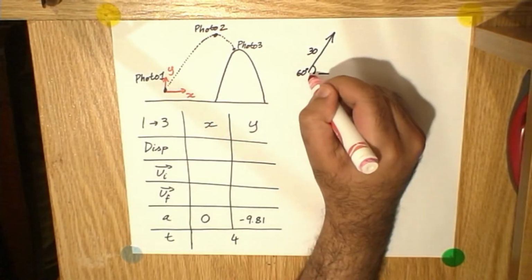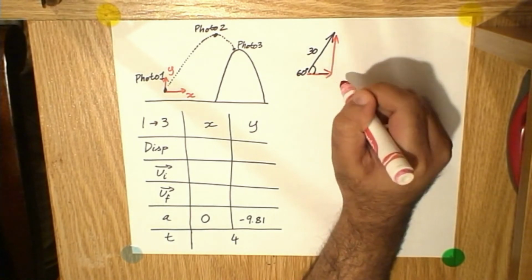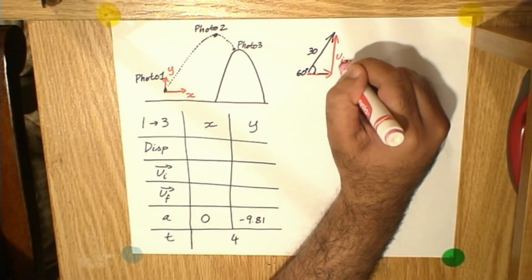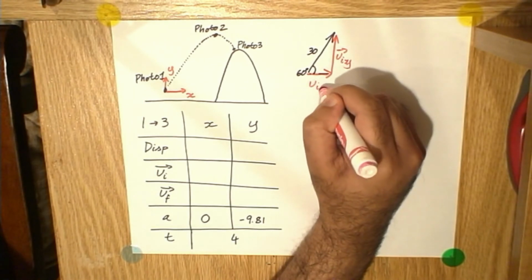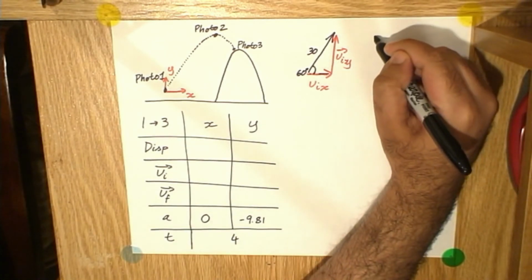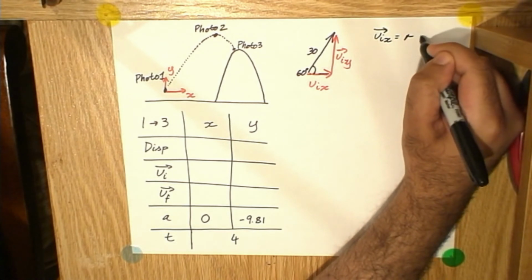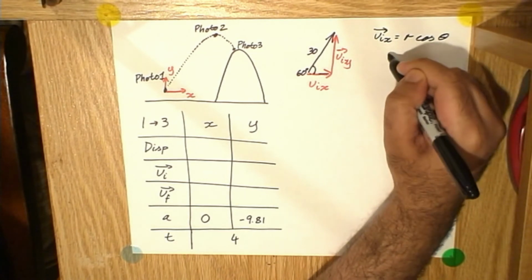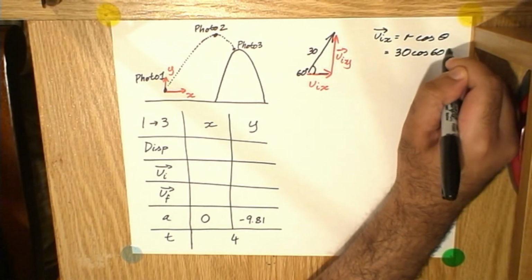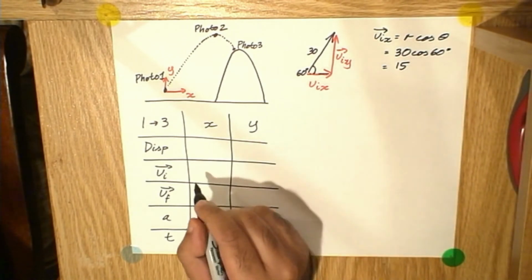So because this is in polar, we need to break it into x and y. We need to translate it into Cartesian. So this is v initial in y, and this is v initial in x. V initial in x is going to be equal to r cos theta, which is equal to 30 cos of 60 degrees. I don't even need a calculator for that one. That's going to be equal to 15. So v initial in x is 15.